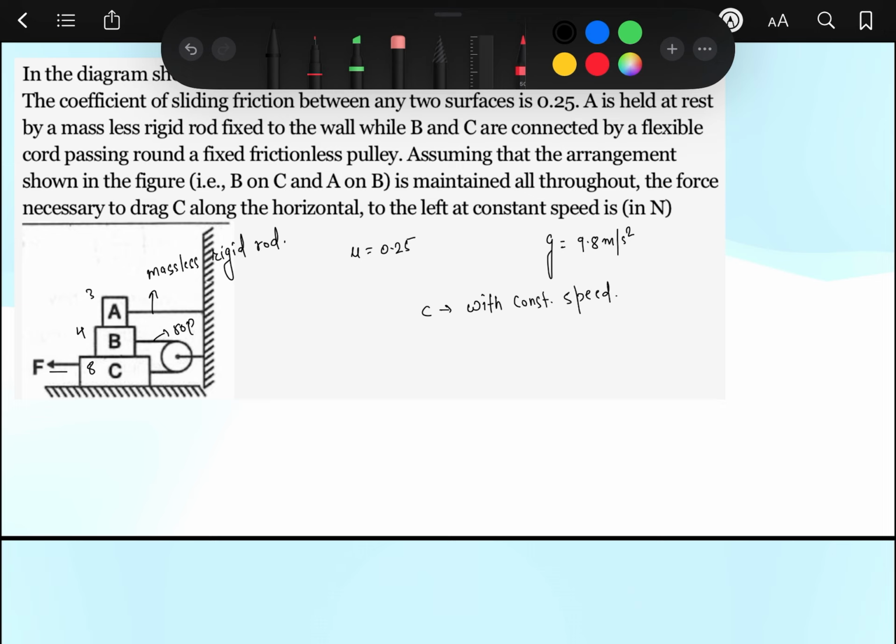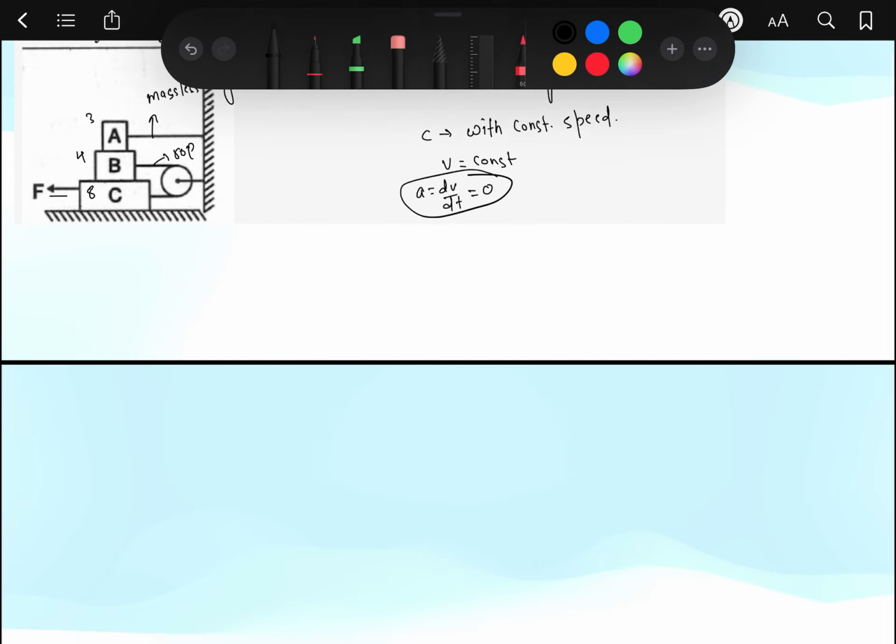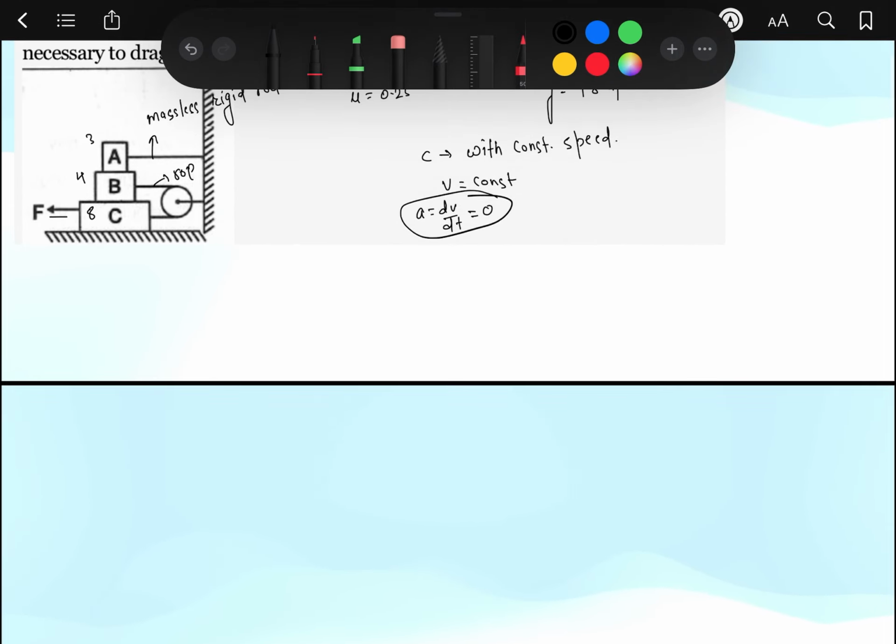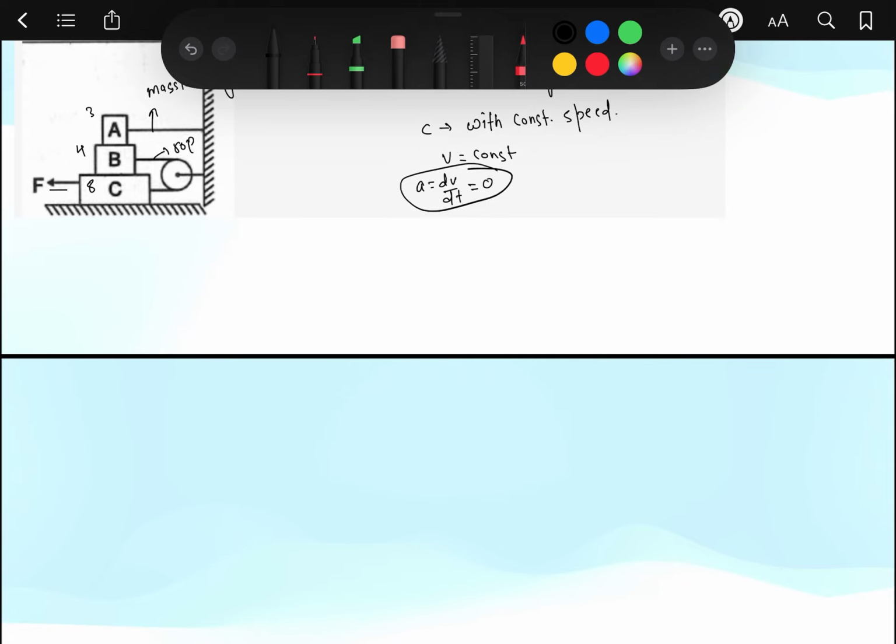That means its velocity is constant. Since velocity is constant, acceleration, which is dv by dt, will be equal to 0. So here the acceleration of the system is 0. So we just have to use the equations of motion here. Directly we can write. Now I will draw the free body diagrams for all of these bodies. Let me draw the free body diagram for this C mass first.